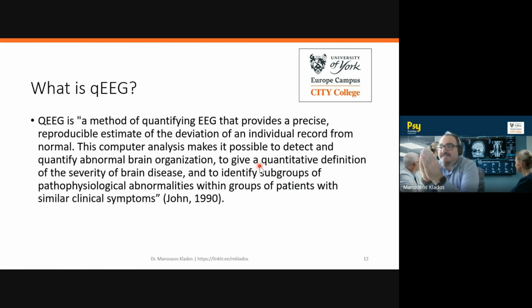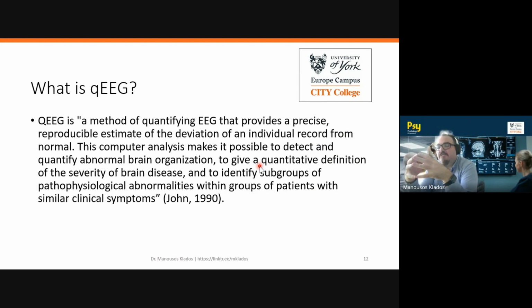QEEG is actually something very specific. It's an EEG recorded from 19 electrodes, and it's a method of quantifying EEG in a very precise and reproducible way so that it can be replicated. The actual use of QEEG is to quantify changes in a single patient: whether this person is close to the general population mean, higher than the general population mean, or lower than the general population mean.